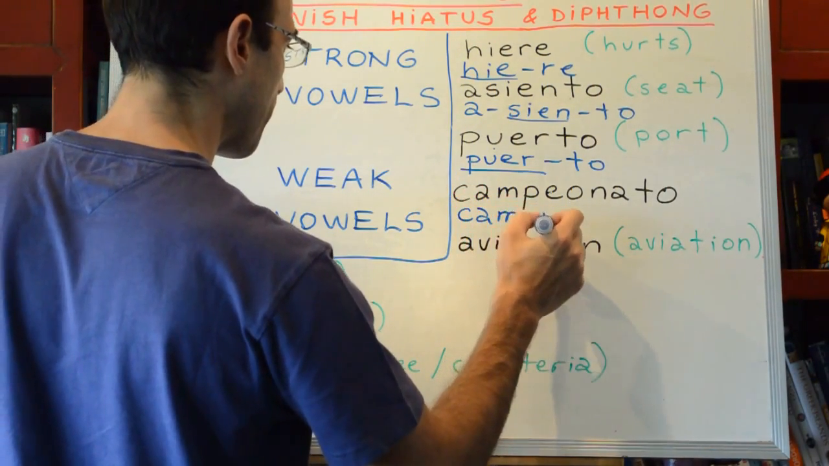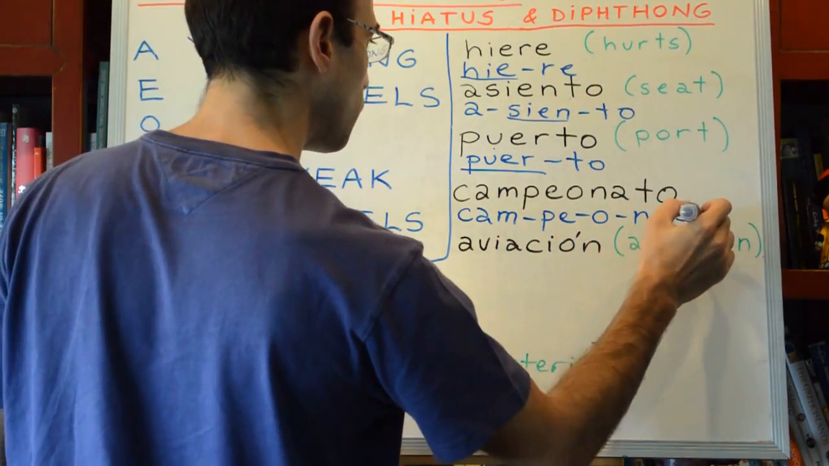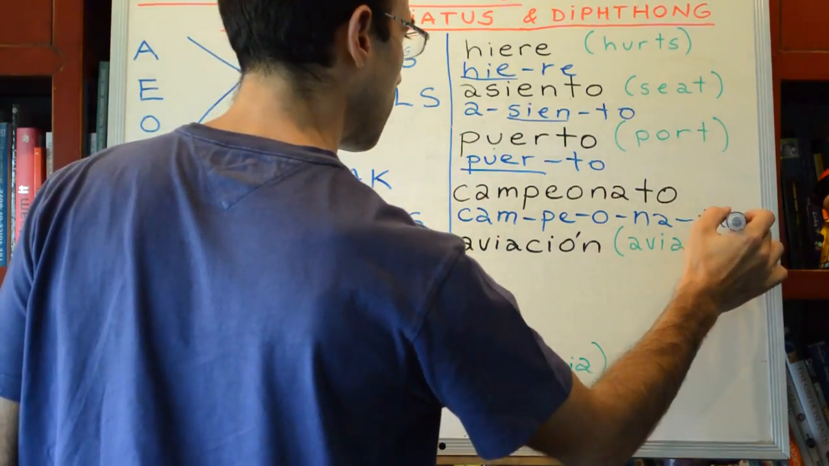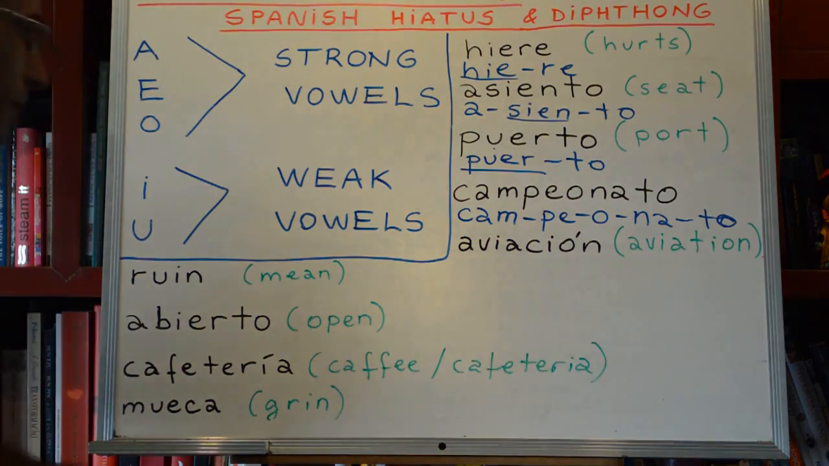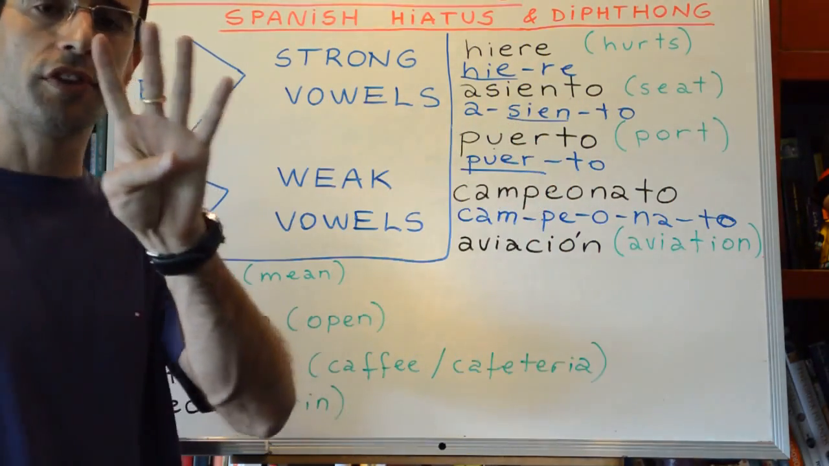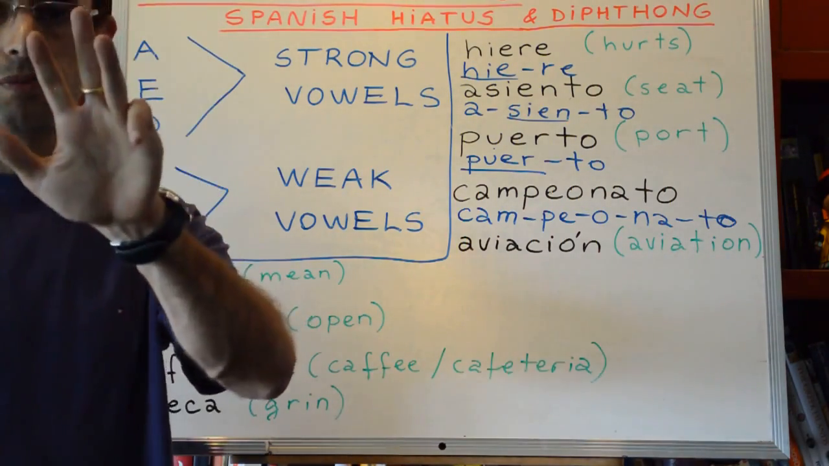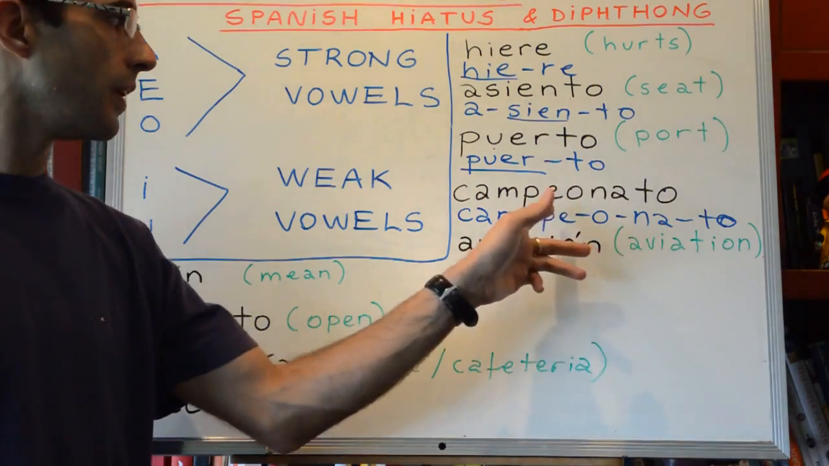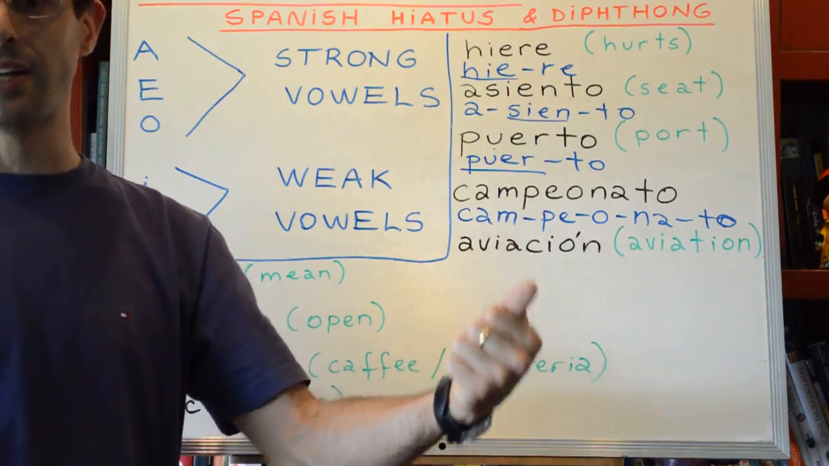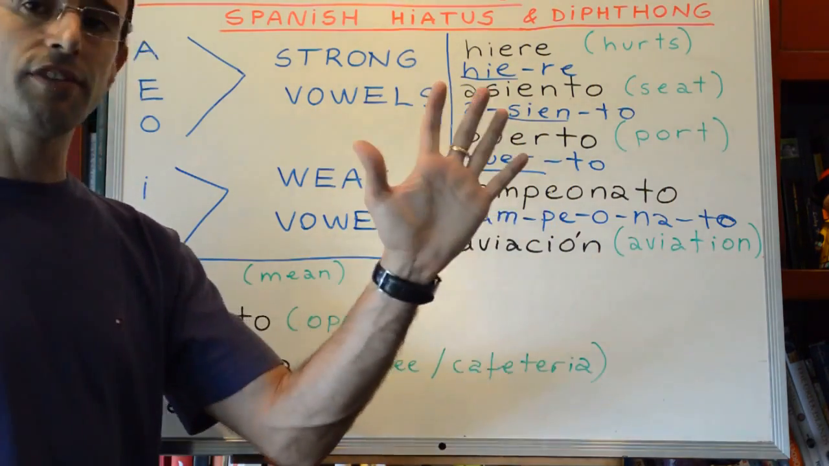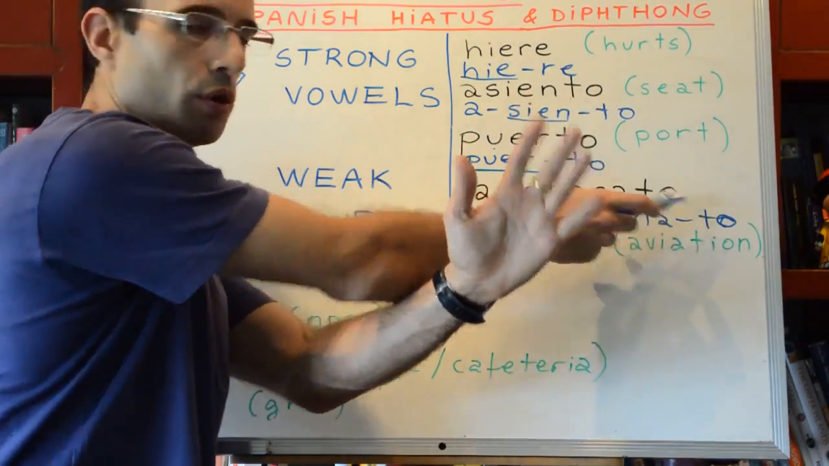Cam, pe, o, na, to. Cam, pe, o, na, to. Right? Five syllables. Four syllables is wrong. We do not separate it cam, pe-o, na, to. No. Because two strong vowels go separated. It's not a diphthong, it is a hiatus. So these are five syllables. Cam, pe, o, na, to.